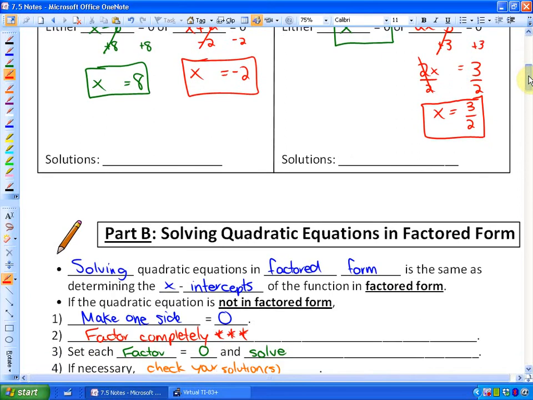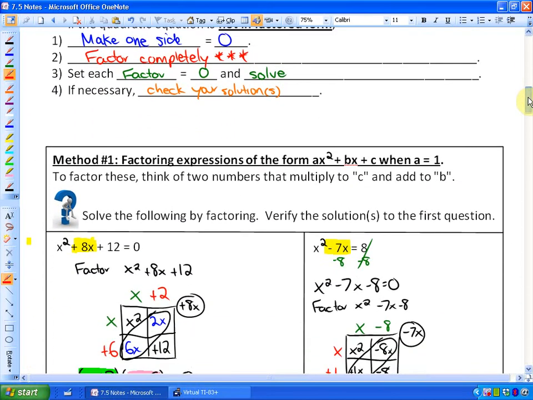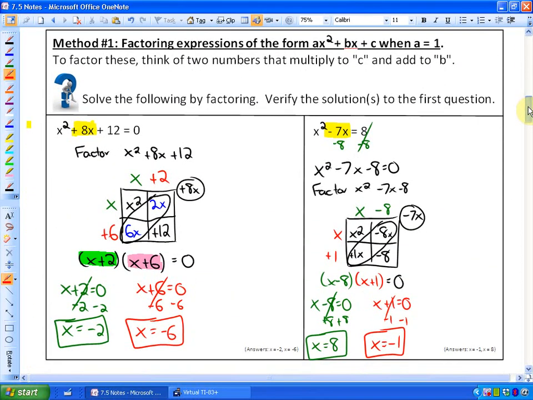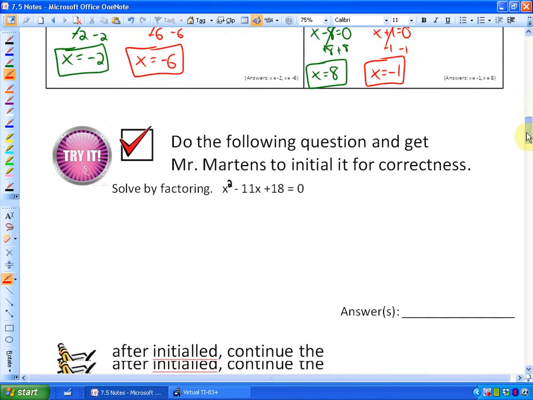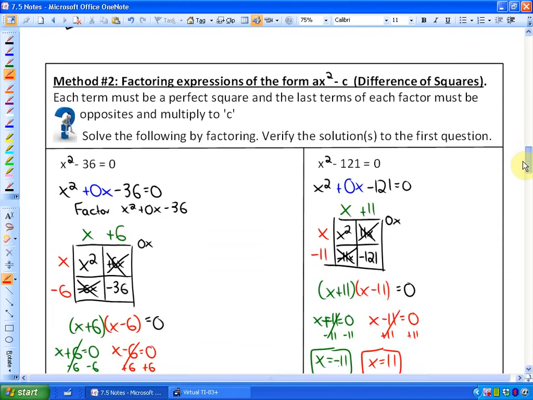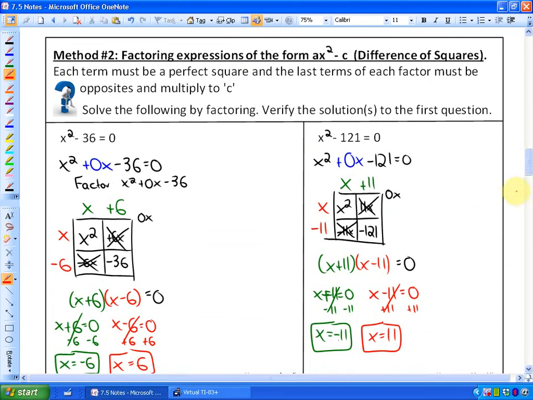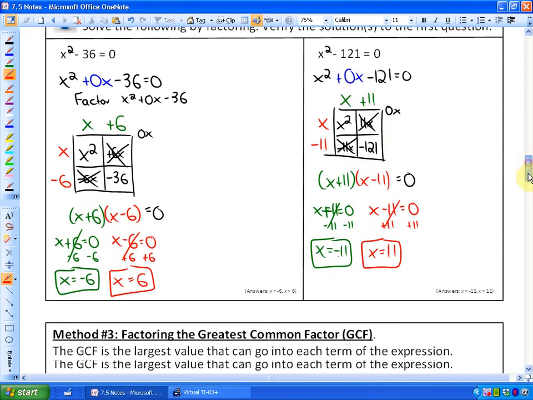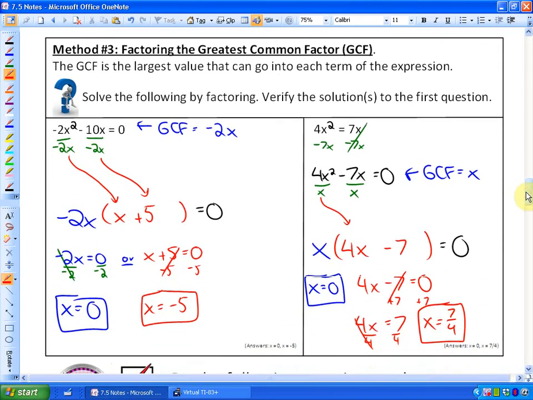So the focus of lesson 1 was this method here, how to solve by factoring when you have ax squared plus bx plus c equal to 0. And then last lesson was based on two types of factoring. One was a difference of squares, when the middle term, the x term, was missing or equivalent to 0. And you can look at the lesson for that. And the second one was when you have a greatest common factor.